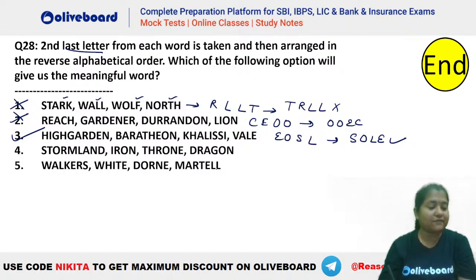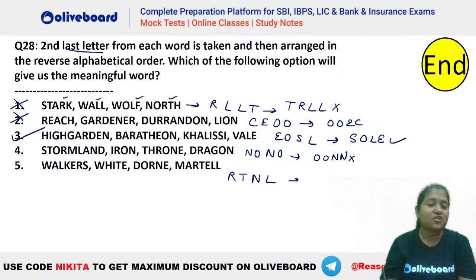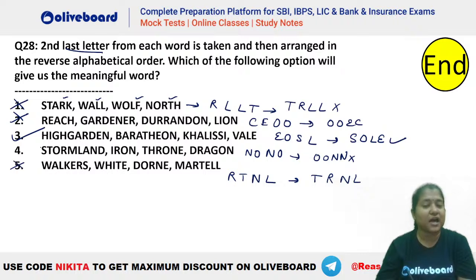Similarly, in the 4th and 5th, we will not be getting a meaningful word. We have N, O, N, O, so you will be getting O, O, N, N, which is not meaningful again. Here also we have R, T, N, L, so you will be getting T, R, N, and L. This is again not a meaningful word. So the answer to this question has to be option number 3.